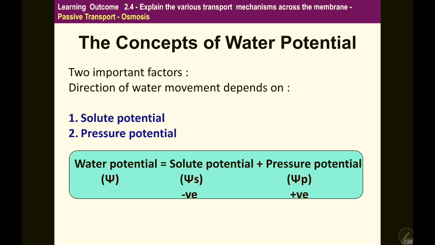So the 3 concepts here, we can link by an equation. Water potential, the psi, equals solute potential plus pressure potential. Solute potential, you give it as psi s. Pressure potential, you give it as psi p. So psi equals psi s plus psi p. Solute potential is always negative. Pressure potential is always positive.